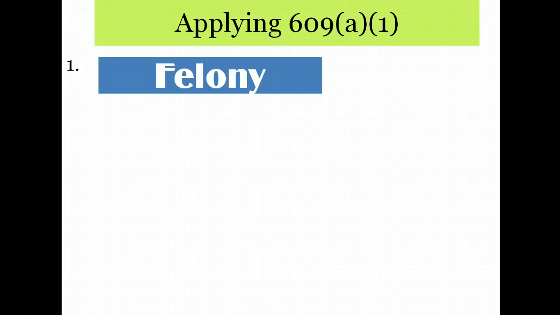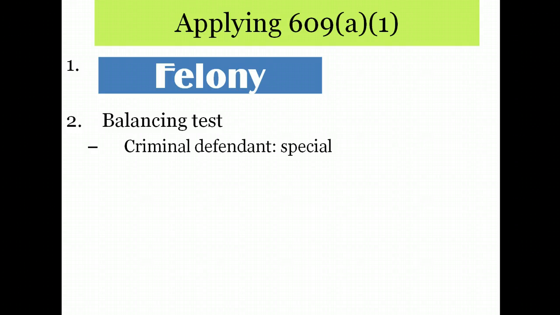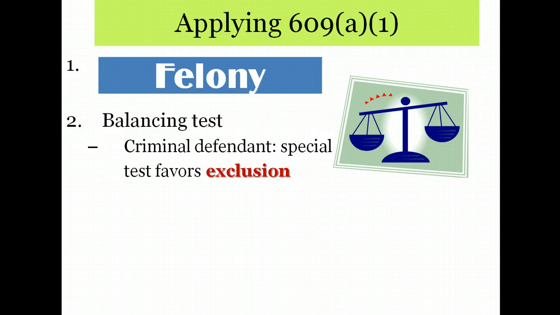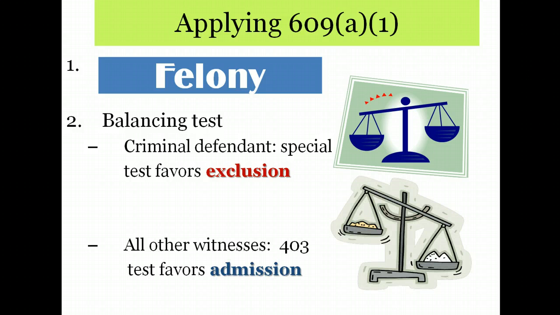All right, let's look at 609A1. Again, there are two requirements. First, you must show that the prior crime was a felony. And second, you have to pass a balancing test. The criminal defendant, recall, gets the special balancing test, which favors exclusion. All other witnesses get 403 balancing, which favors admission.